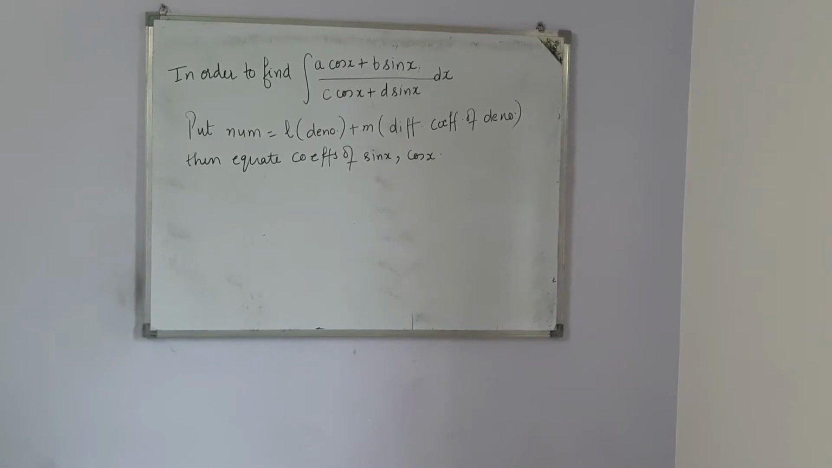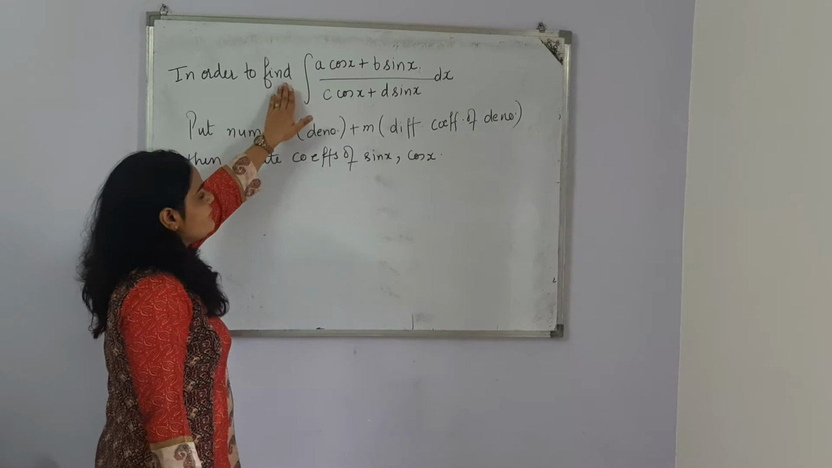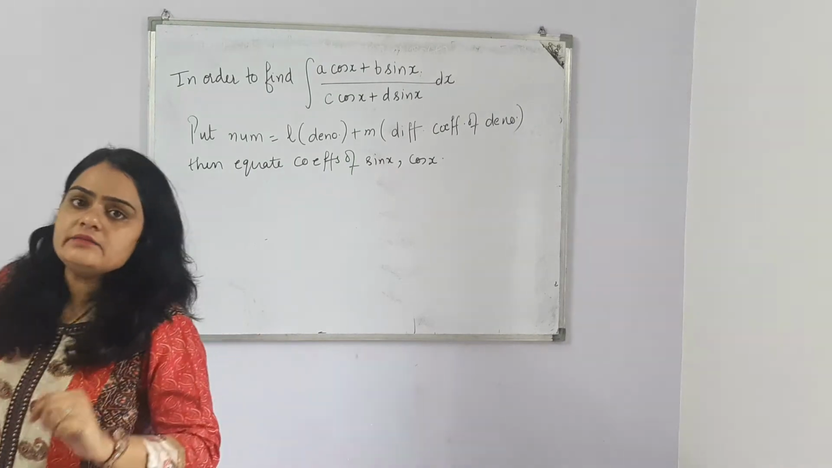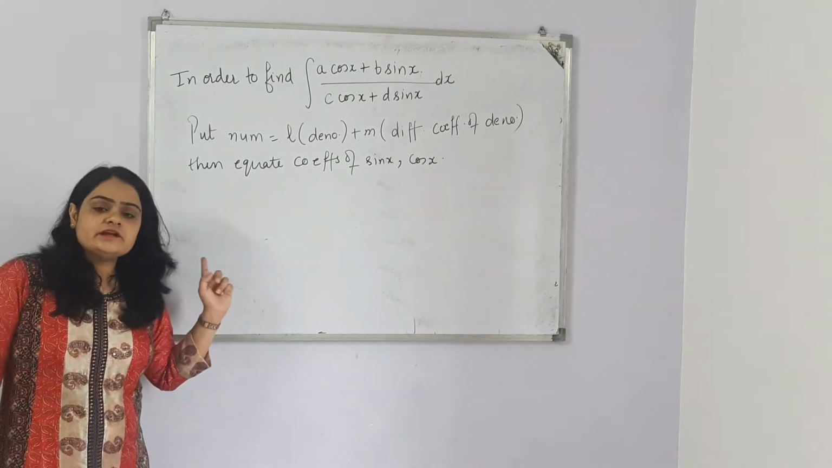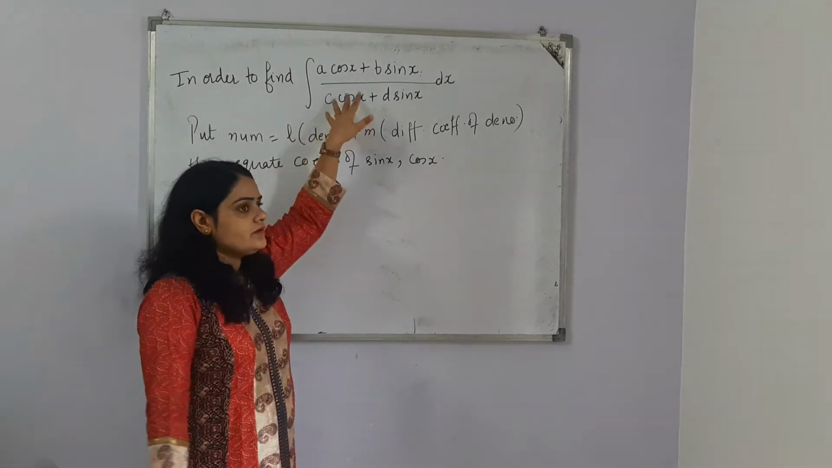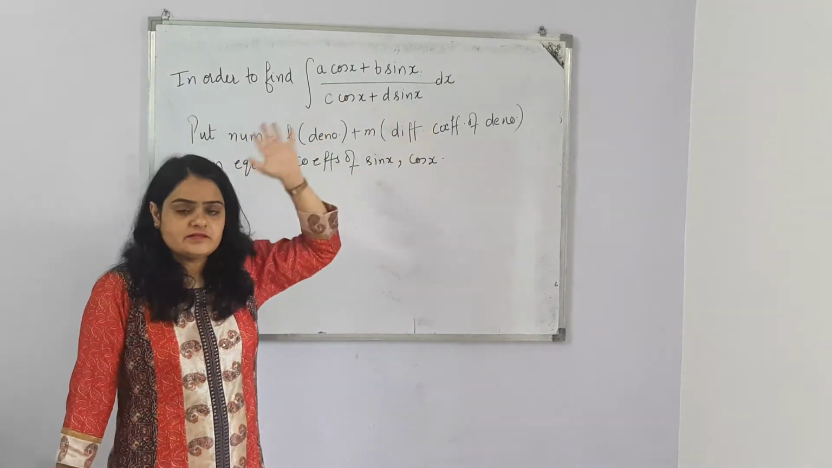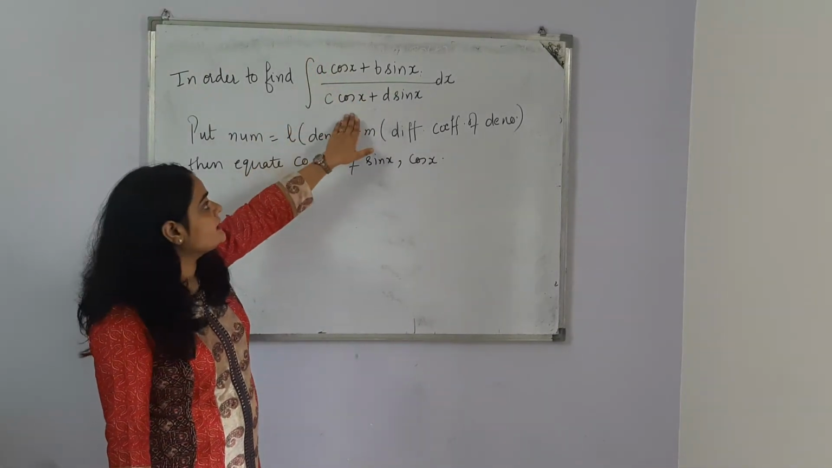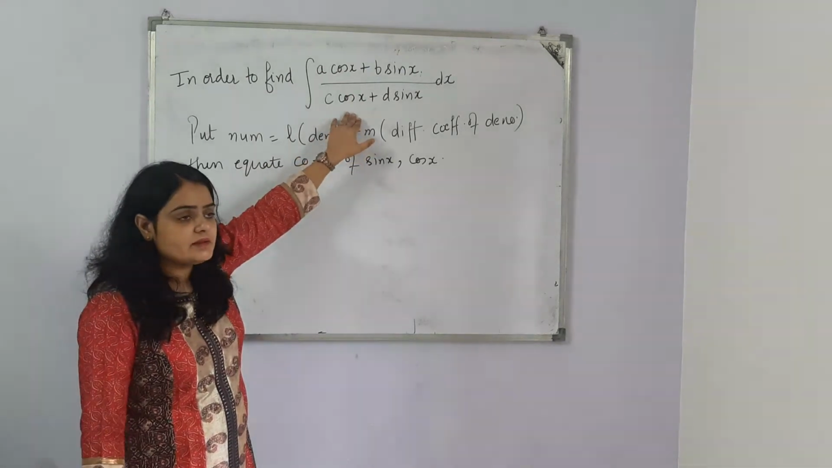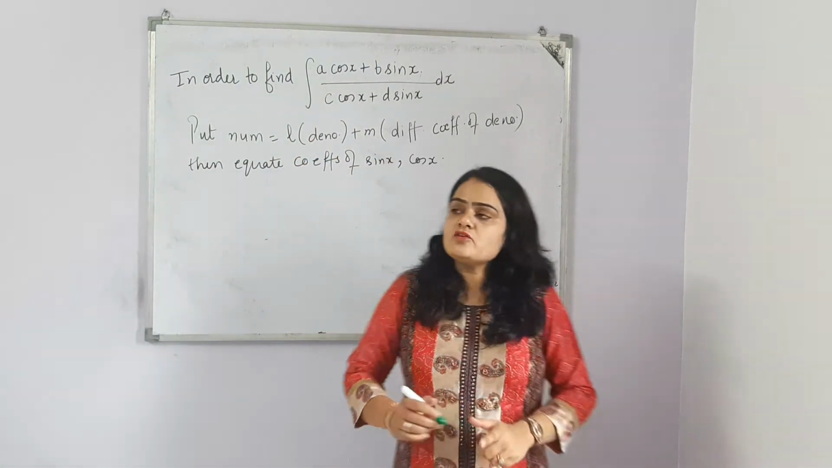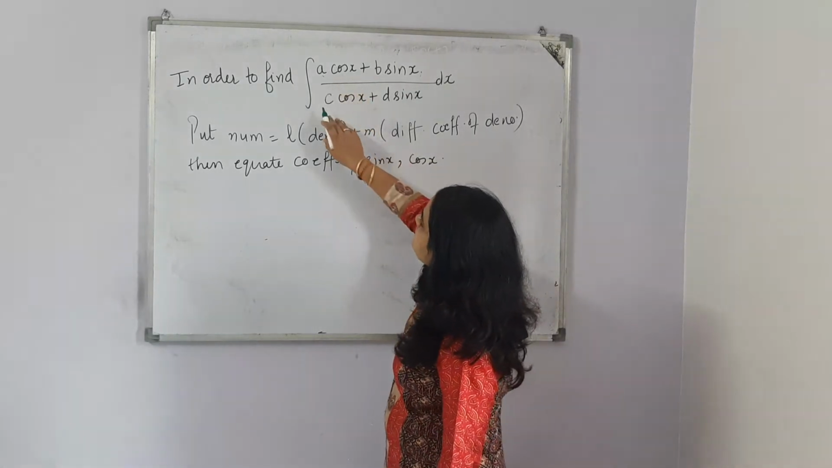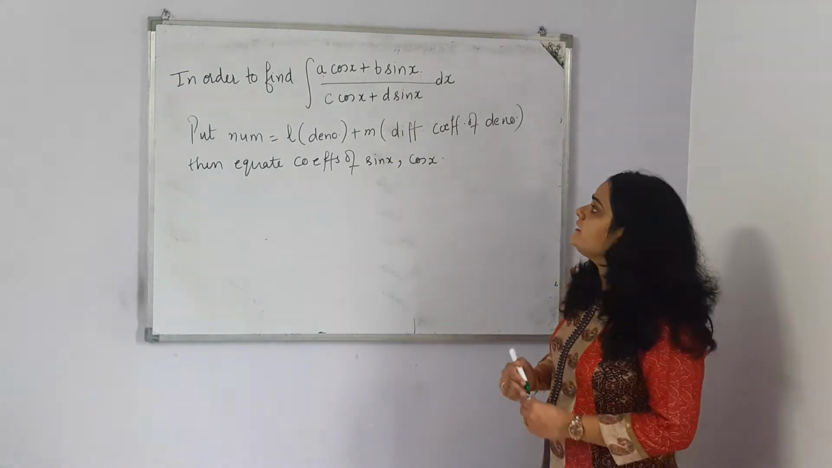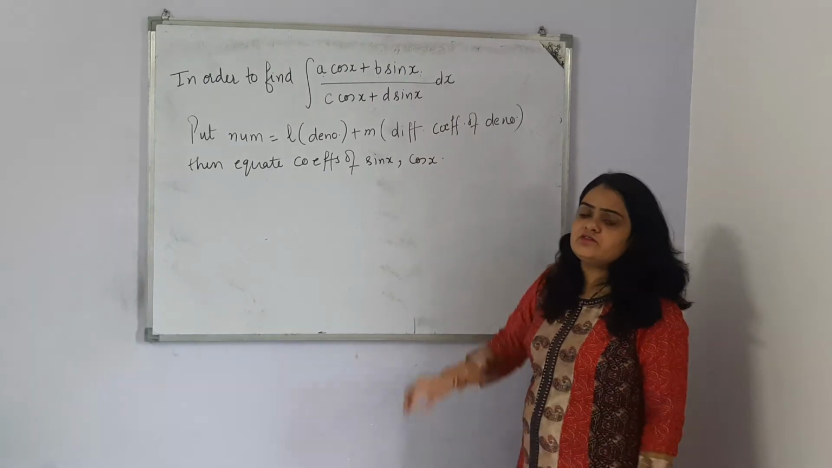Now the next type is, in order to find the integral, if we have a function like this: a cos x plus b sin x upon c cos x plus d sin x. In the previous question we had a constant in the numerator, and in the denominator we had a cos x plus b sin x plus c, some constant. But if sine and cos functions are also available in the numerator, and in the denominator as well, the main thing is that the coefficients are different. Here the cos x coefficient is a, here it is c. Here the coefficient of sin x is b, and in the denominator the sin x coefficient is d. So here the coefficients of sin and cos are different.